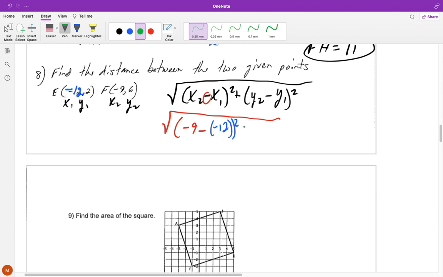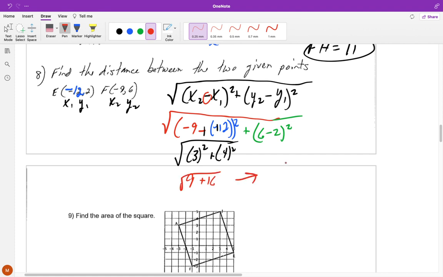All right, so then we're going to go ahead and do plus. Now it's y2 is 6, y1 is 2, so 6 minus 2 squared. And now we're just going to go ahead and solve. Minus a negative turns positive, so this then becomes the square root of 3 squared plus 4 squared. 3 squared is 9, 4 squared is 16. We'll finish it over here. So this is square root of 25, which is equal to 5. So then the distance of EF is equal to 5 units.